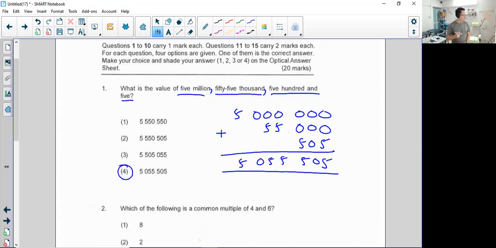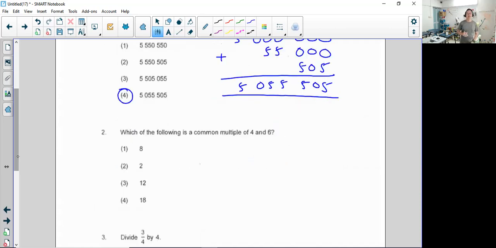Question number 2. Which of the following is a common multiple of 4 and 6? There's a shortcut over here. Instead of writing 4, 8, 12, 16, 20, and so on, we can do something faster. You put down 4 and 6. The shortcut is to look at the bigger number and find the multiples of the bigger number. So 12 is a multiple of 6. Can 12 be divided by 4? Can. So 12 is a common multiple of 4 and 6, which is answer number 3.